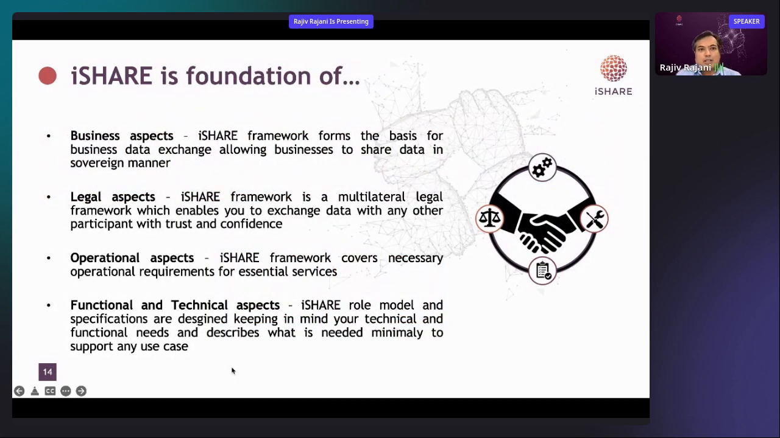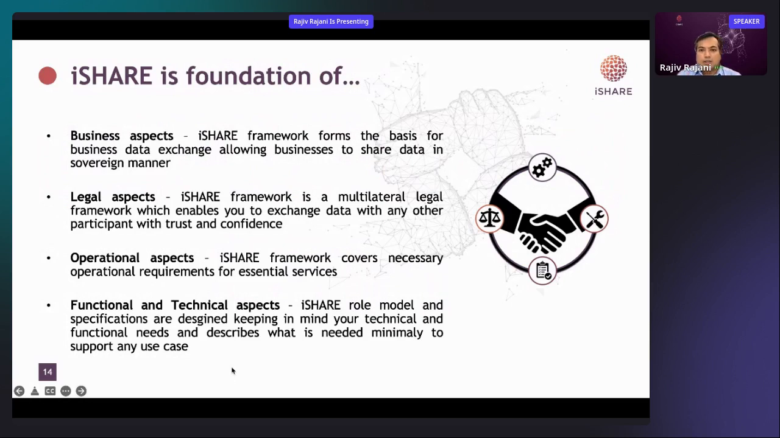In all, the result is basically iShare is foundation of. So we cover a few key aspects. That is the business aspect to start with. The iShare framework forms the basis for business data exchange, allowing businesses to share data in sovereign manner. So what is in it for business? It allows businesses and governments, basically any kind of organization, to share data in sovereign manner, so they remain in control of the data that they share.